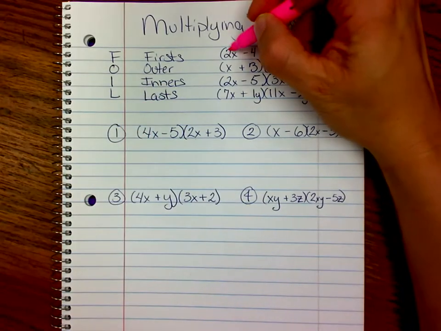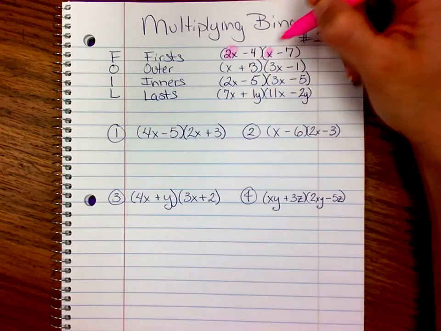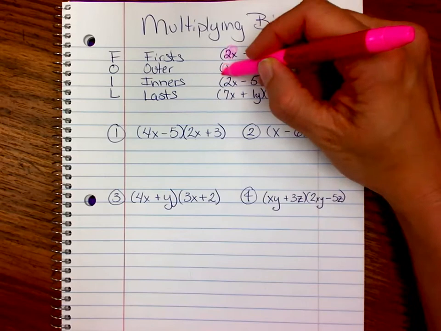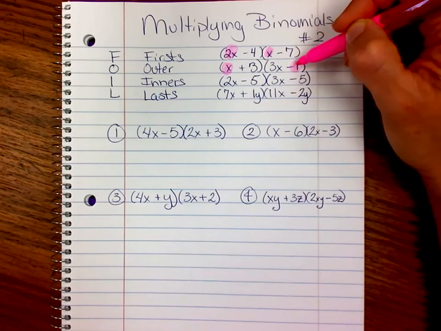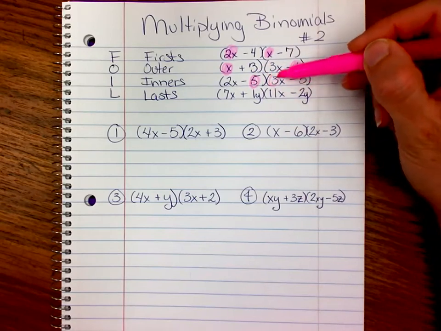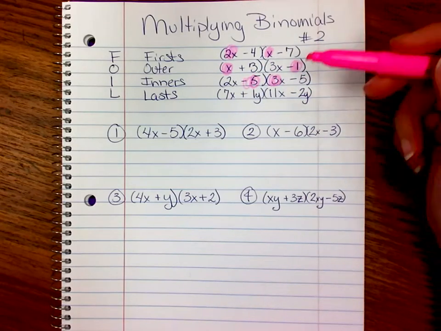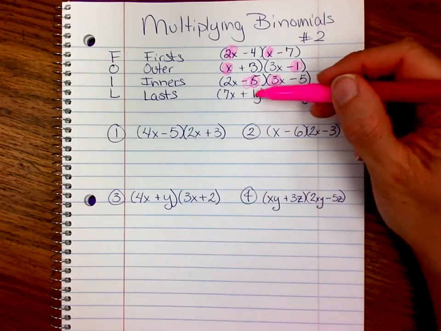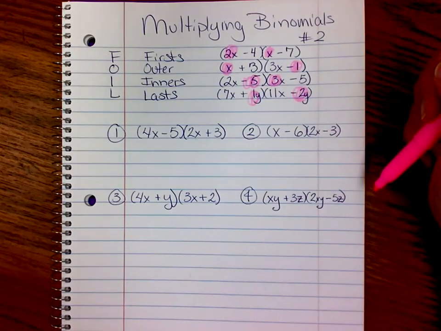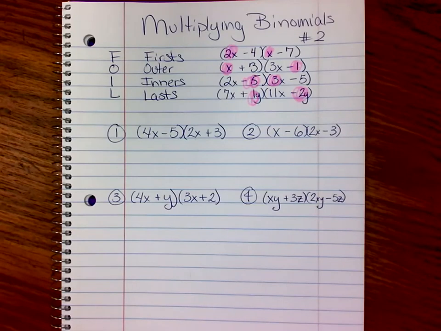Just to remind you, firsts means the first two terms in each parenthesis. The outers are the outsides in both parentheses, so the outside of it all. The inners are the insides, including the signs, I should say. And then the lasts are the last one in the first parentheses and the last one in the second parentheses. So just so you know what we're talking about when we do firsts, outers, inners, and lasts.